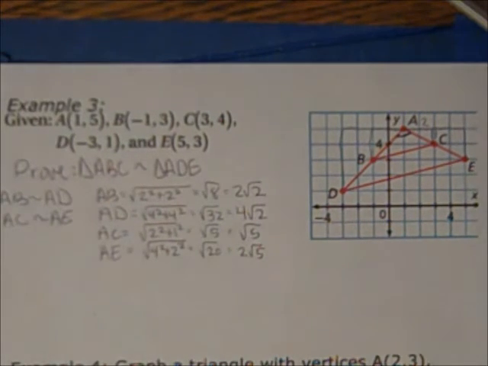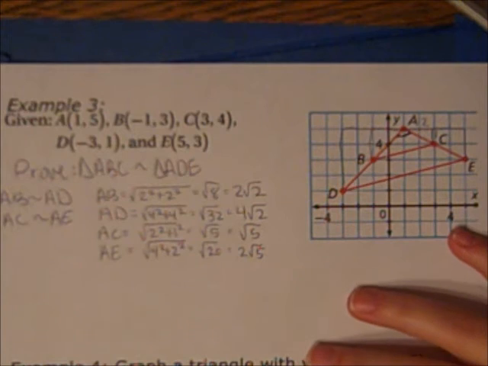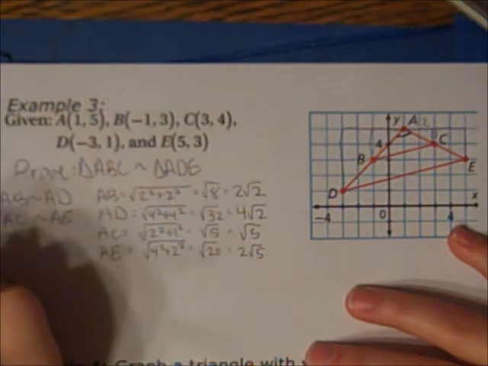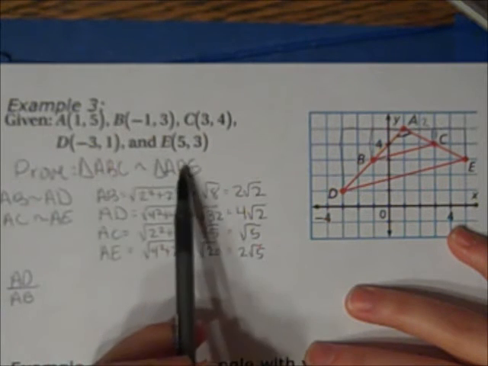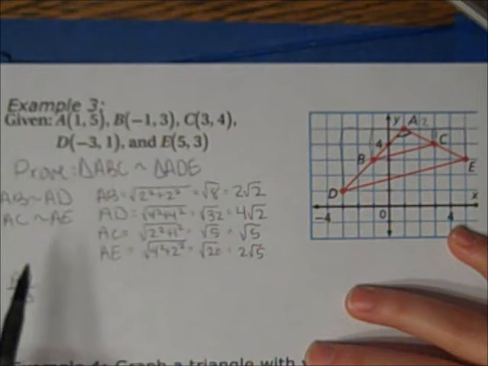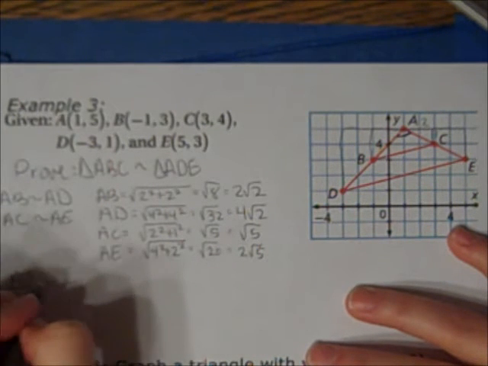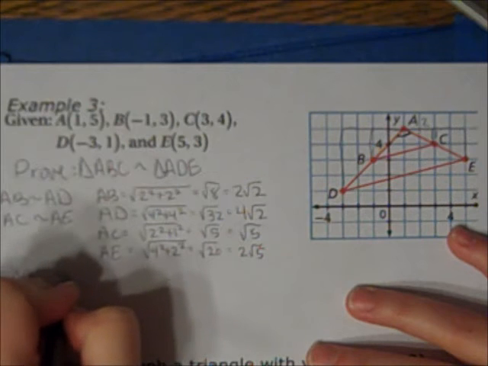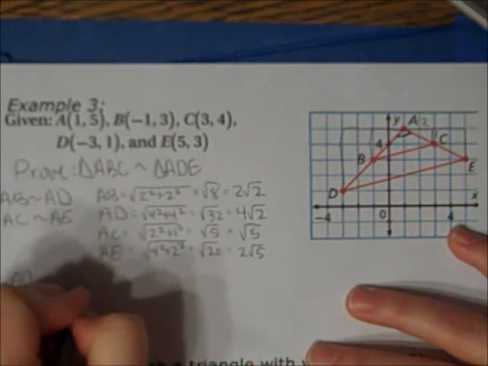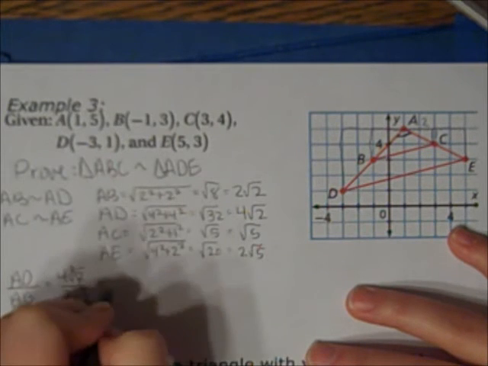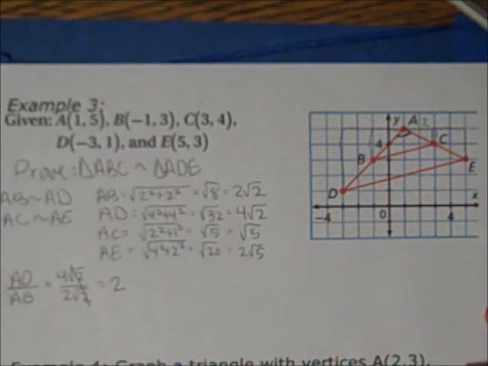Okay. So now we need to compare. So I am going to divide AD by AB because I'm just saying that we started with AB and we're headed to AD. So I want to see what happened when I got there. So I'm going to divide the big one by the small one just to make things a little bit easier. So that would be 4 square root of 2 divided by 2 square root of 2. Square roots cancel out and I get 2.